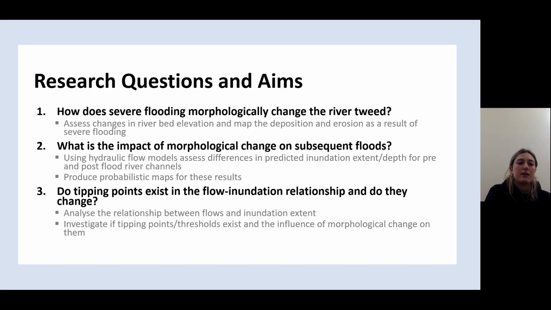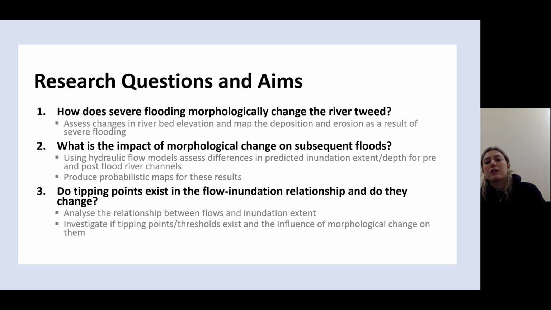So the key research questions and aims for this project. The first research question is, how does severe flooding morphologically change the River Tweed? And to answer this, the changes in riverbed elevation and the areas of deposition and erosion will be mapped to see the effect of flooding on the morphology of the river.